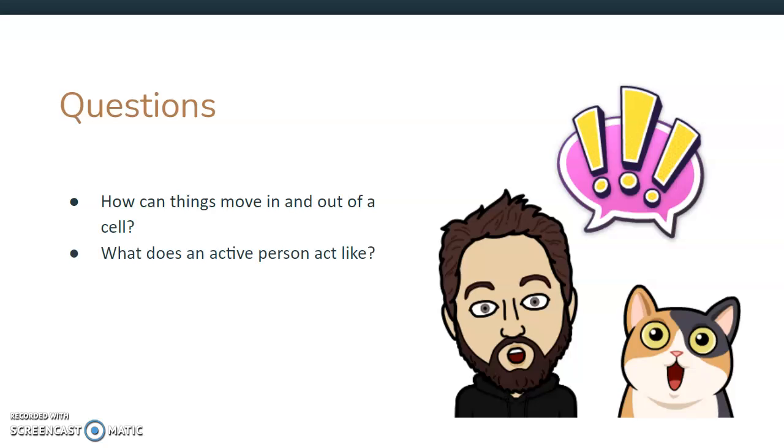Another thing is, how does an active person act? So we're going to be talking about active transport. So I wanted you to think, what does an active person do? And then also, what does a passive person do? So just really thinking about each one of these words, active and passive, and trying to use what we already know about those words so that we can understand better when we're using them in our science. So please take a minute, think about those.